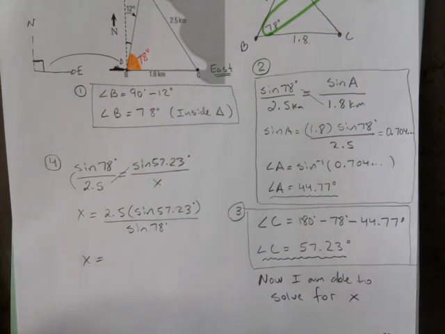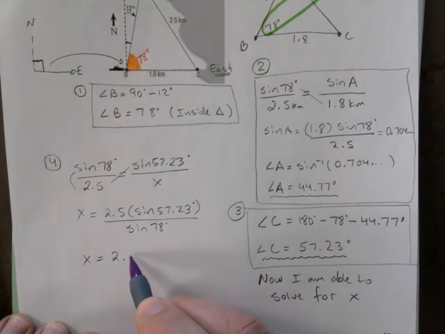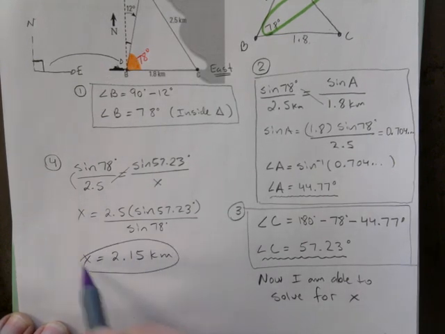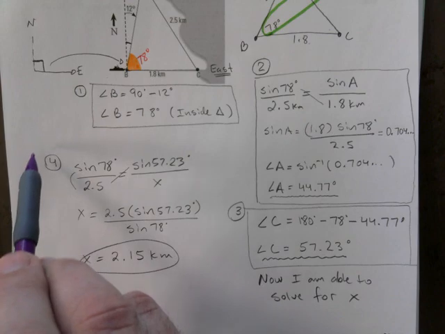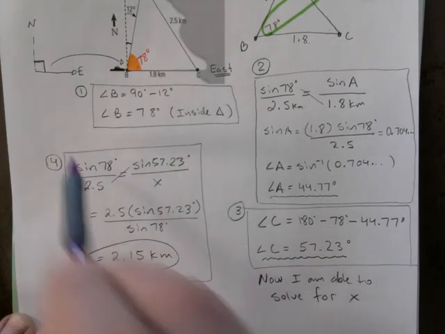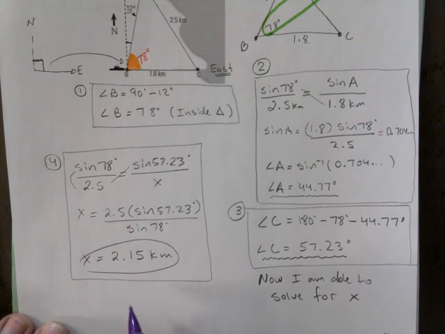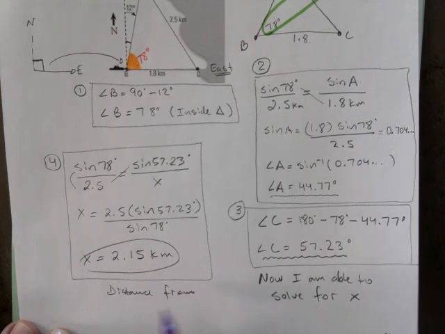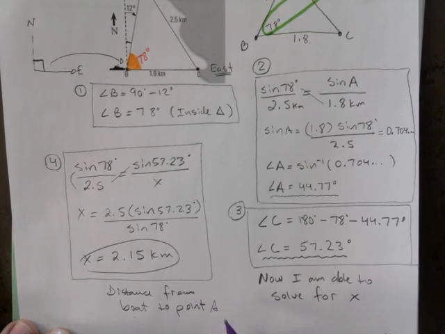Here it is, 2.15 kilometers. That is the ultimate answer. Distance from boat to point A.